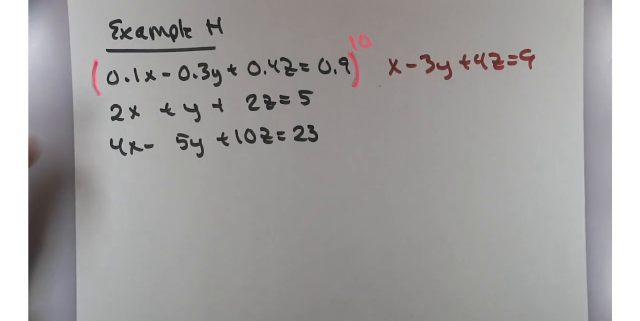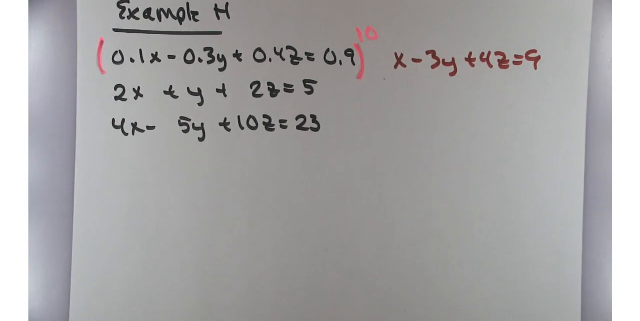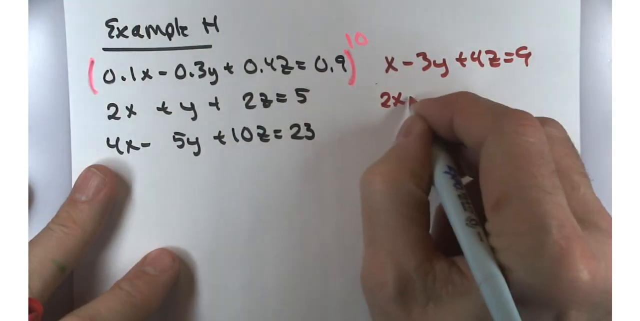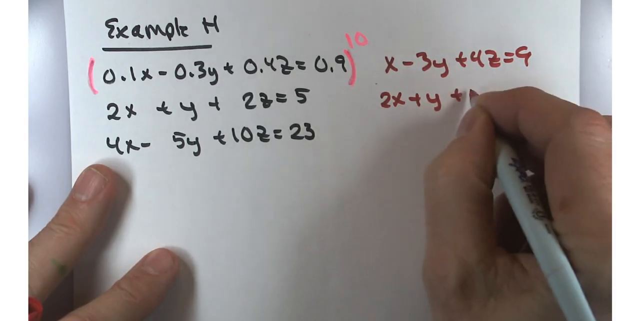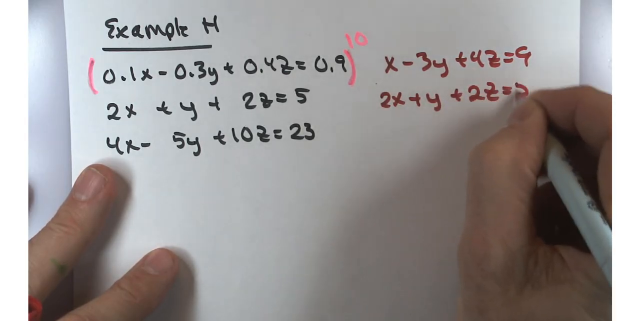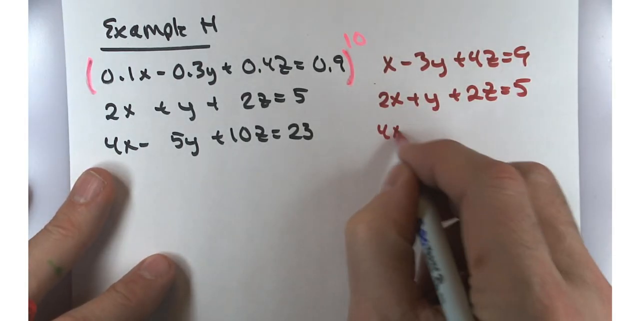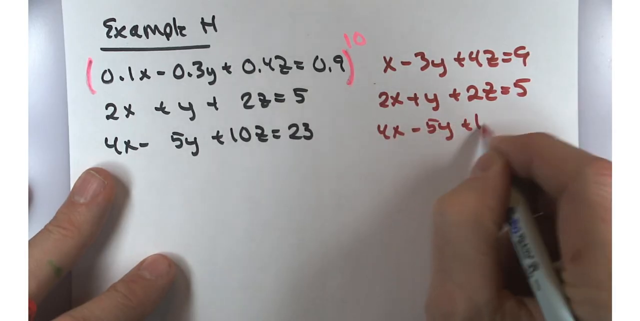Now I don't have to mess with these other equations. Keep in mind that if you had fractions instead of decimals, you could do the same thing. You can multiply by the lowest common denominator to get rid of the fractions. You don't have to in this case. 2x plus y plus 2z equals 5. And 4x minus 5y plus 10z equals 23.